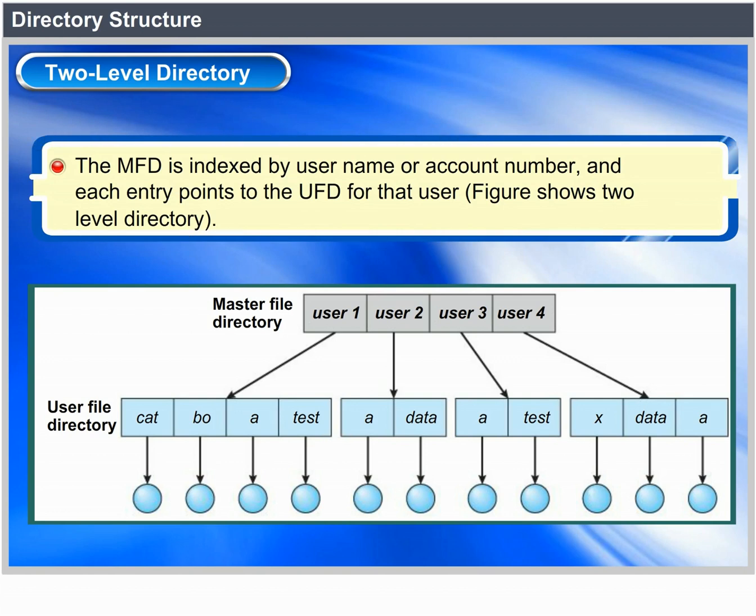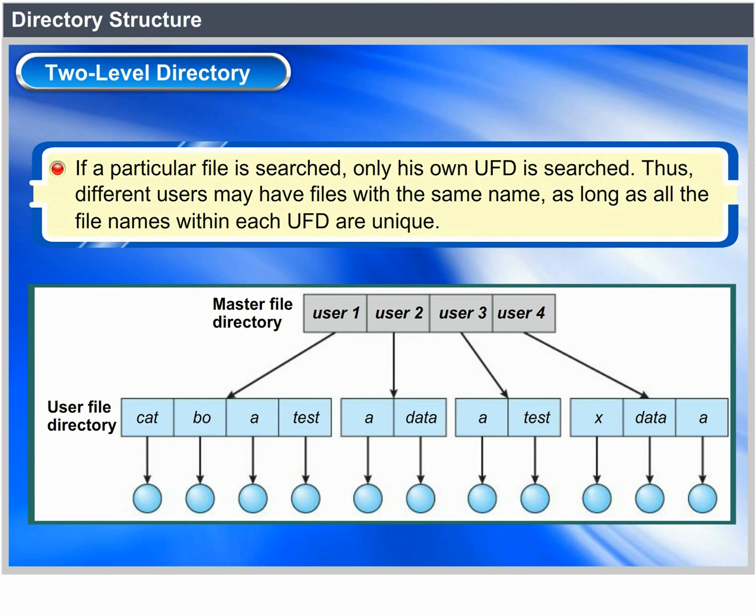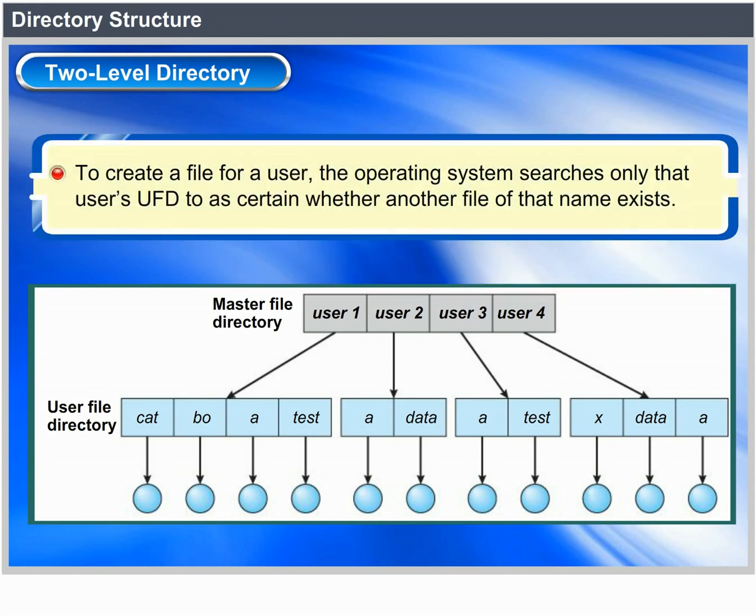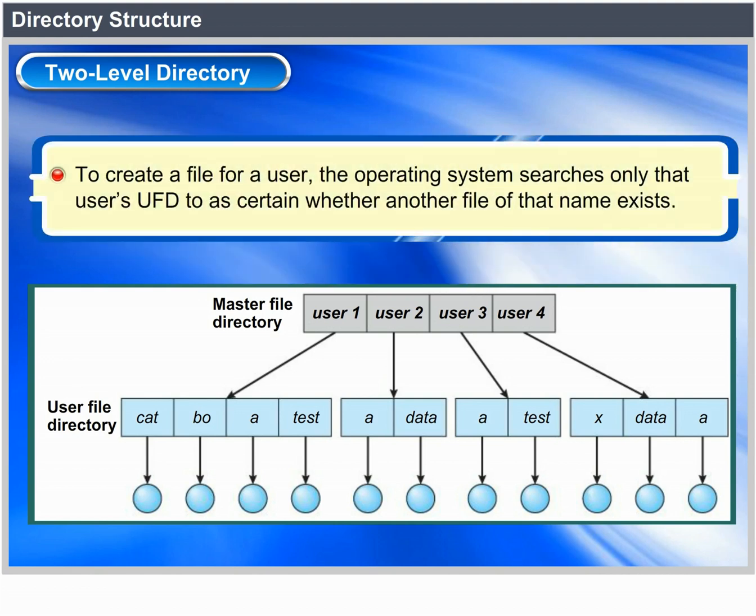When a user refers to a particular file, only his own UFD is searched. Thus, different users may have files with the same name as long as all the file names within each UFD are unique. To create a file for a user, the operating system searches only that user's UFD to ascertain whether another file of that name exists. To delete a file, the operating system confines its search to the local UFD. Thus, it cannot accidentally delete another user's file that has the same name.